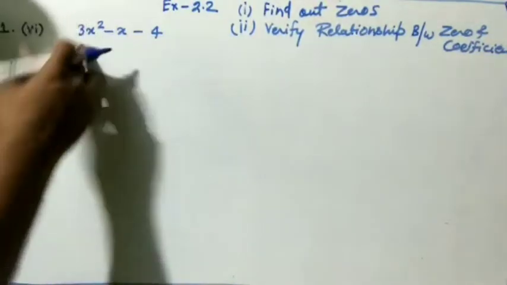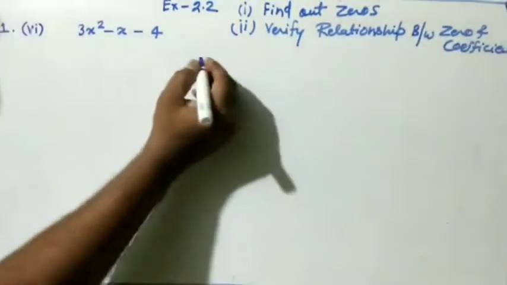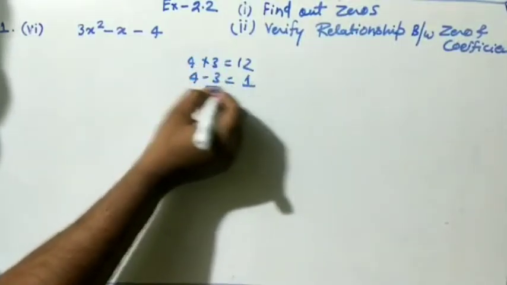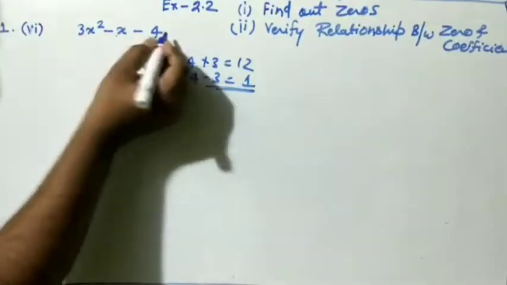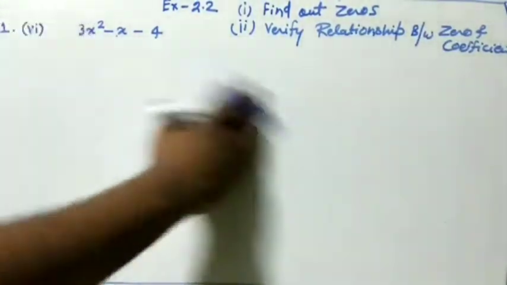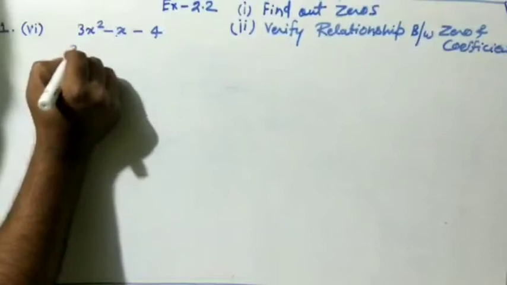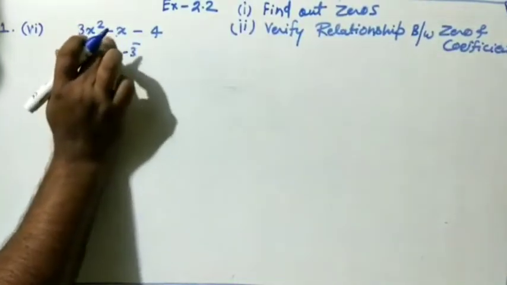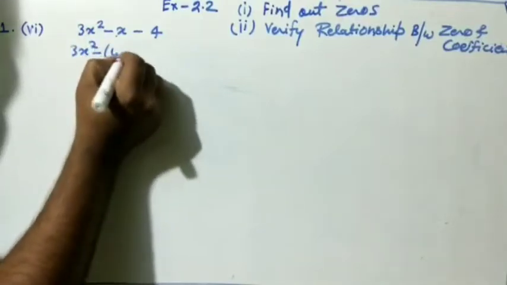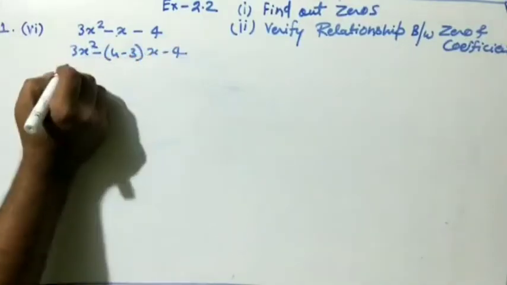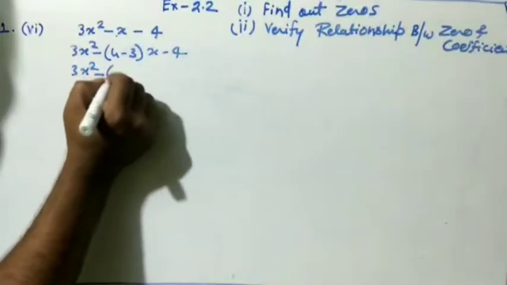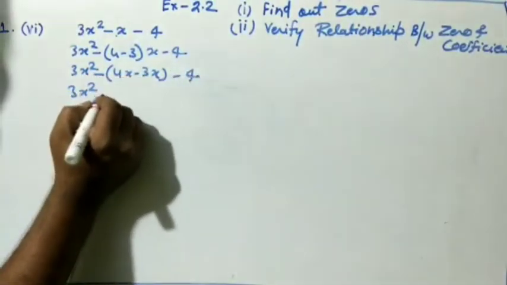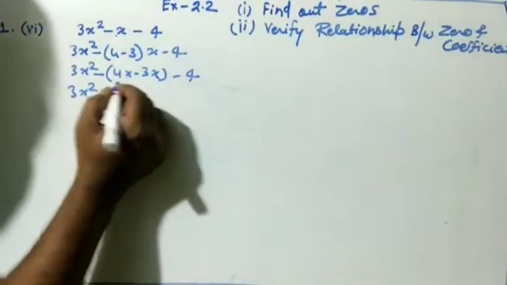4 3s are 12, and 4 minus 3 equal to 1. So the difference of factors is 1 and the product is 12. Okay, so this is a very simple concept. So write down 3x square minus 4x plus 3x minus 4.